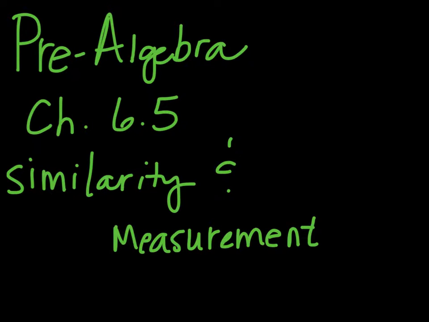Hello there, pre-algebra students. This is Chapter 6.5, Similarity and Measurement. Earlier in Chapter 6, we identified similar figures. Now we're going to use what we know about similar figures to find unknown side lengths. Let's get started.